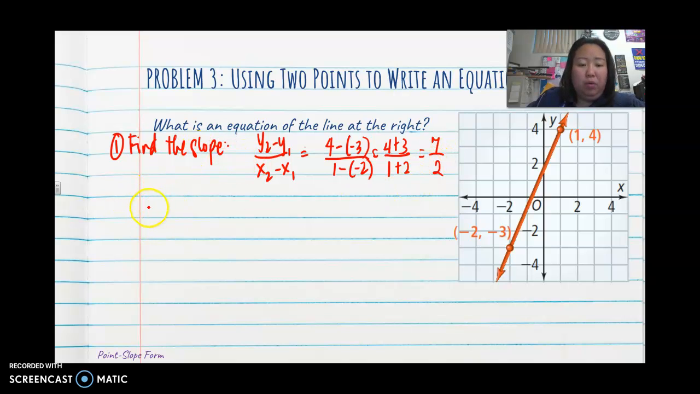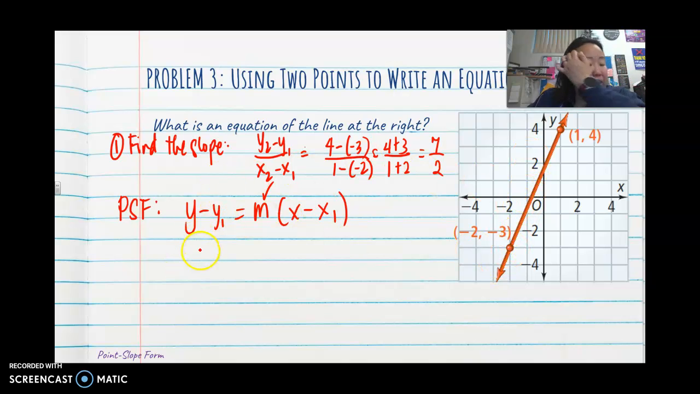Now remember, our point slope form is y minus y sub 1 is equal to m times x minus x sub 1. All right, so we already have our slope. We have x sub 1 and y sub 1. Again, any of these 2 points. So we can plug in the values already.